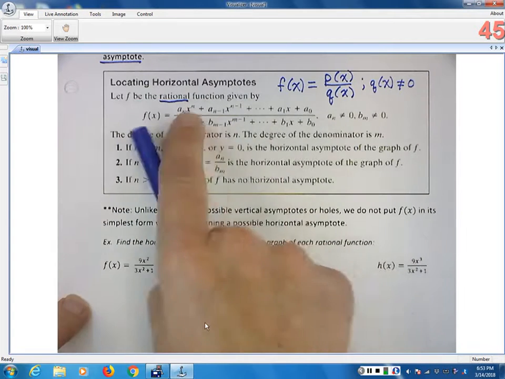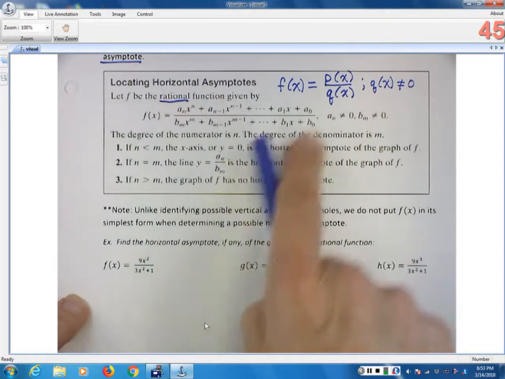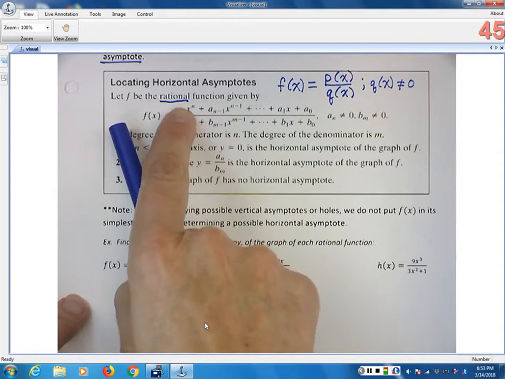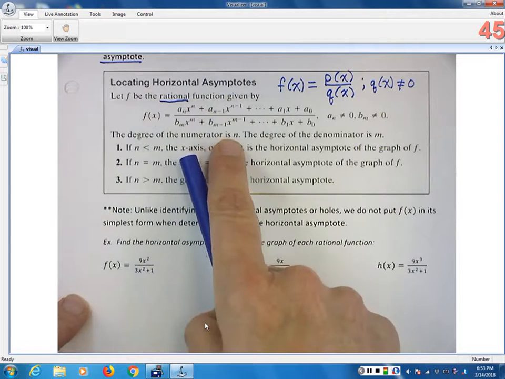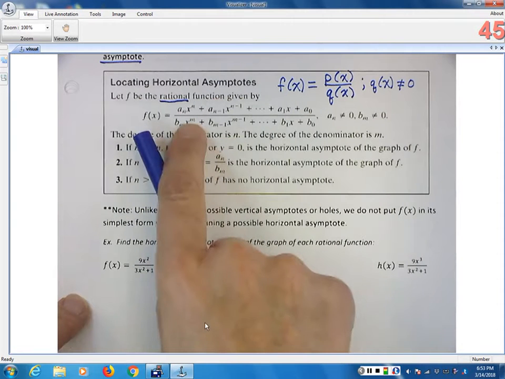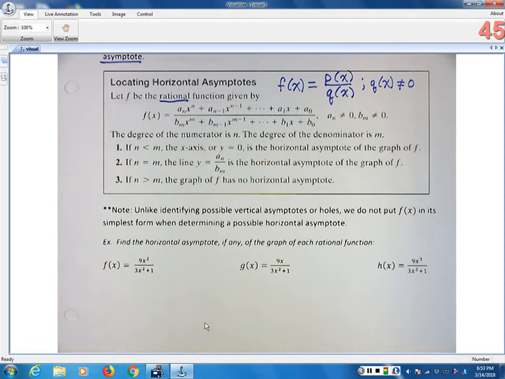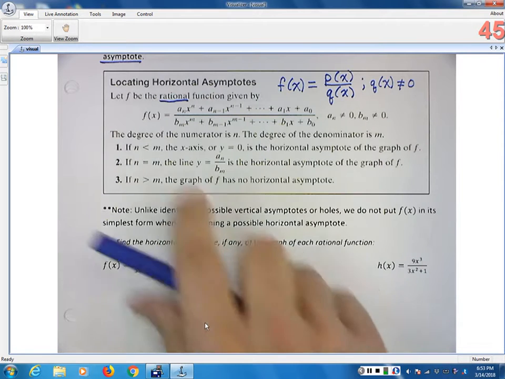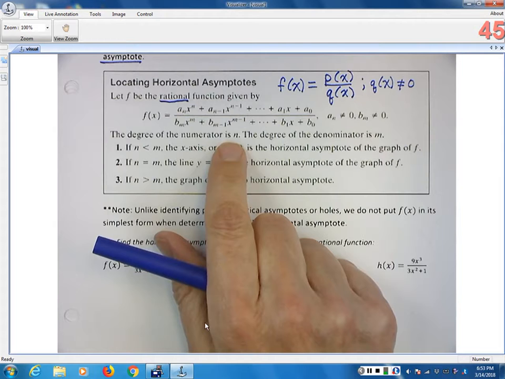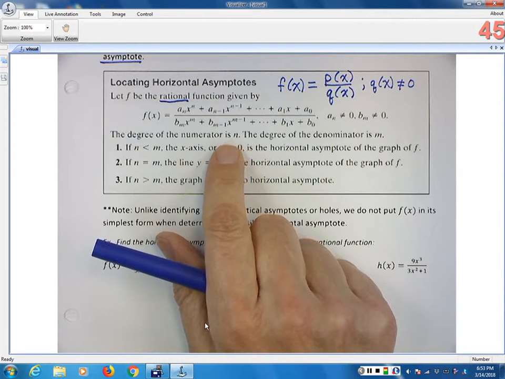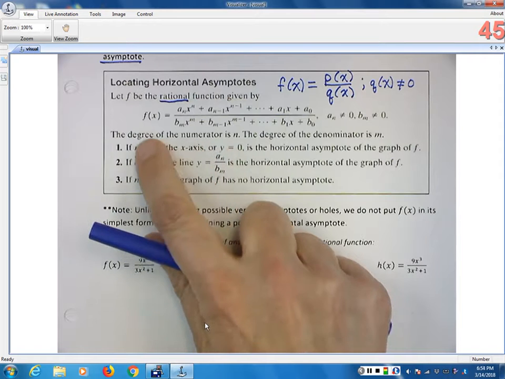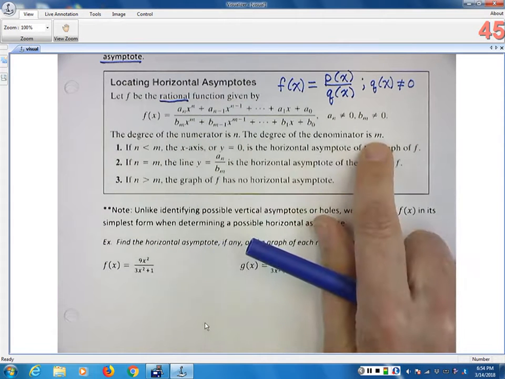The coefficients, the exponents. So the degree of the numerator here, n is the highest power on the numerator, is n. The degree of the denominator is m. The degree is the highest power of the numerator or the denominator. That's the degree of each polynomial. And so what we do is we just have to look at the function and recognize what the degree of the numerator is and what the degree of the denominator is.